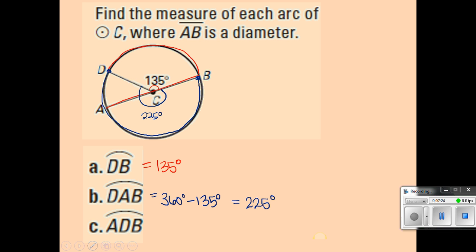Okay, now it's asking me to find the measure of ADB. So A through D all the way to B. Well, since AB is the diameter, then ADB would be the semicircle, which would be equal to 180 degrees.